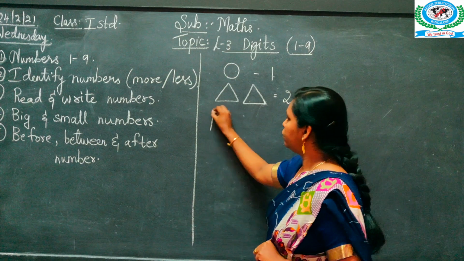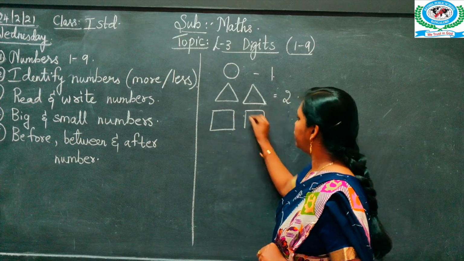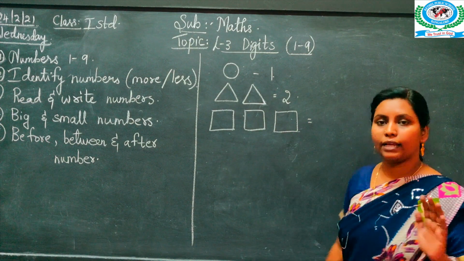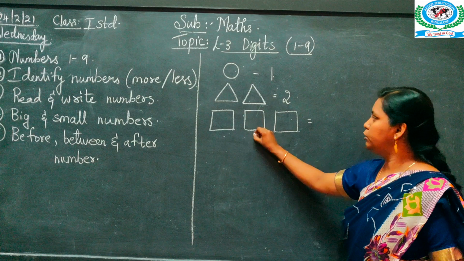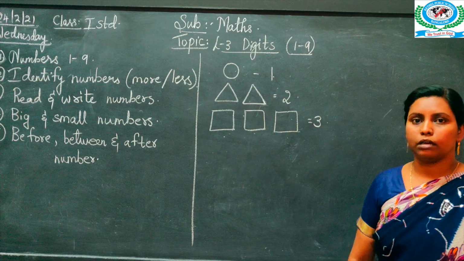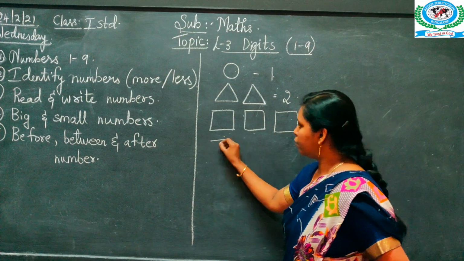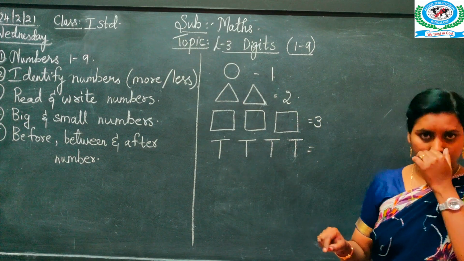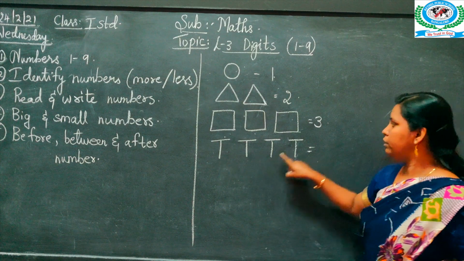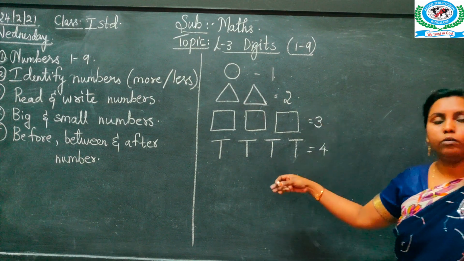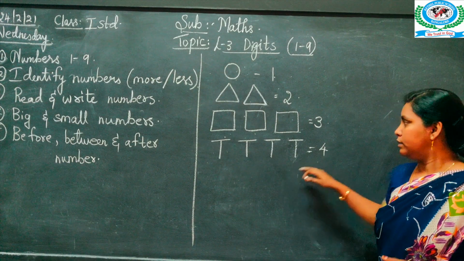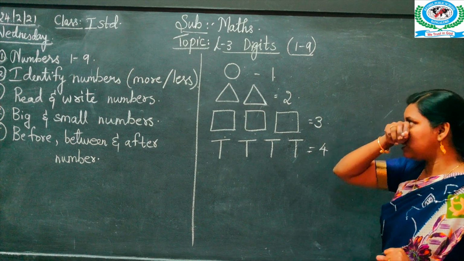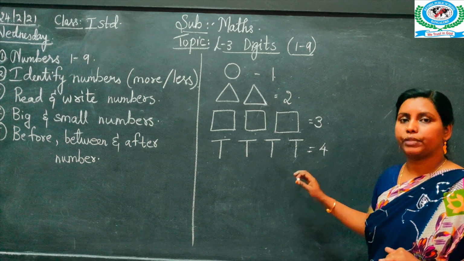So next one I am going to draw a figure, that is a box. How many boxes are there? There are 1, 2, 3. 3 boxes. So the next one I am going to write a letter T. So how many T's are there? 1, 2, 3, 4. So on you will count the numbers and you will write it here in the form of numbers, in the form of digits. This is called counting and writing the numbers.